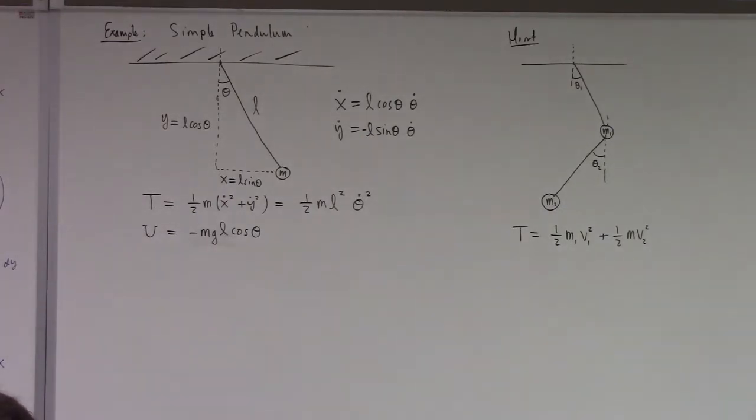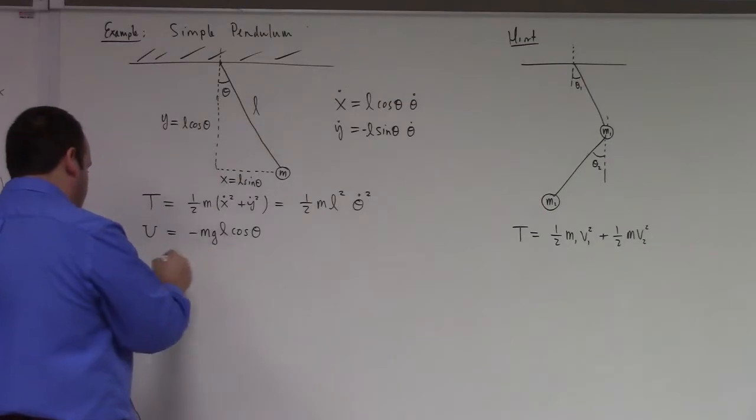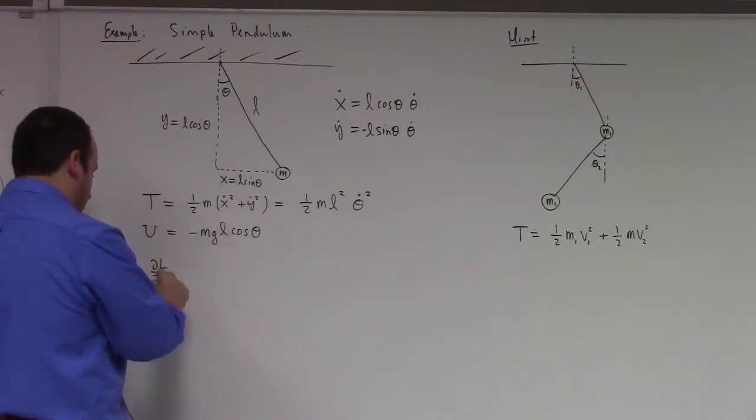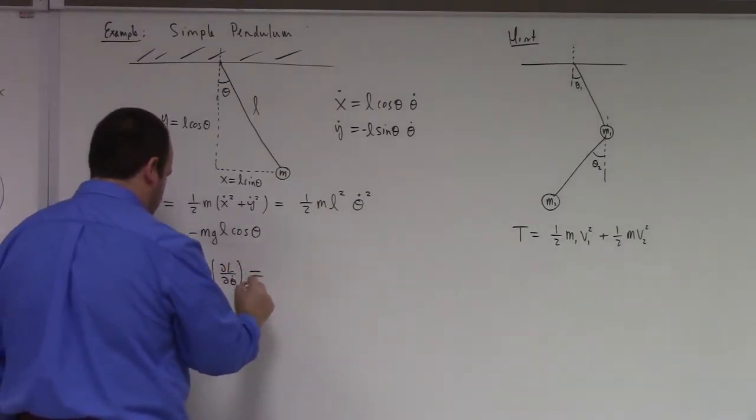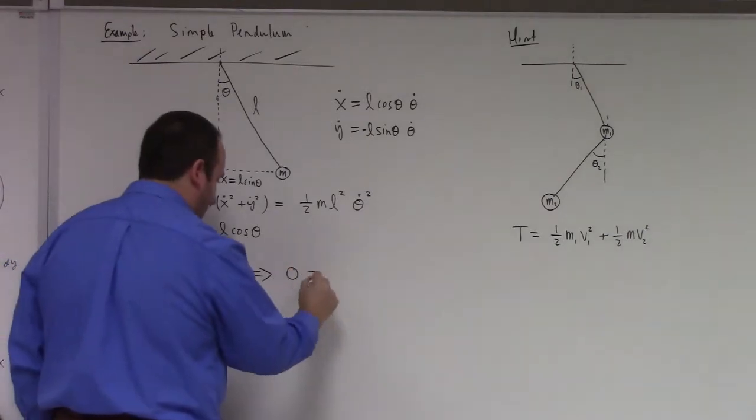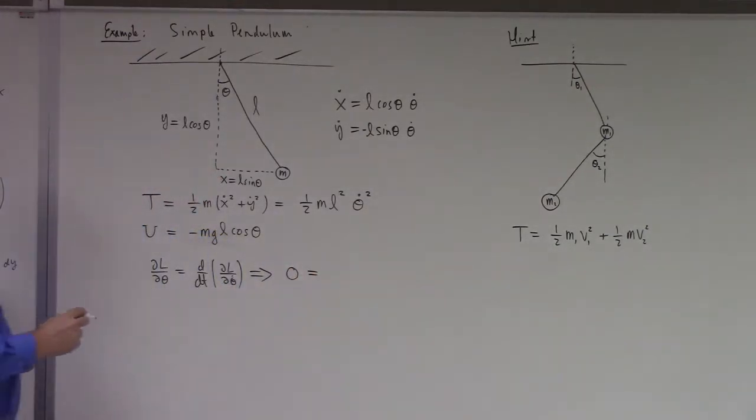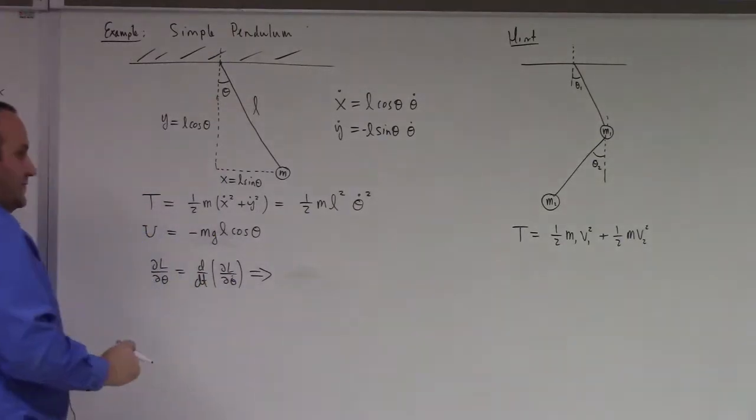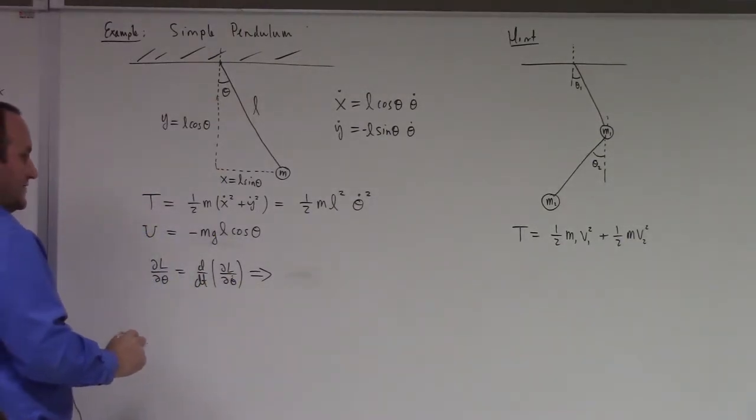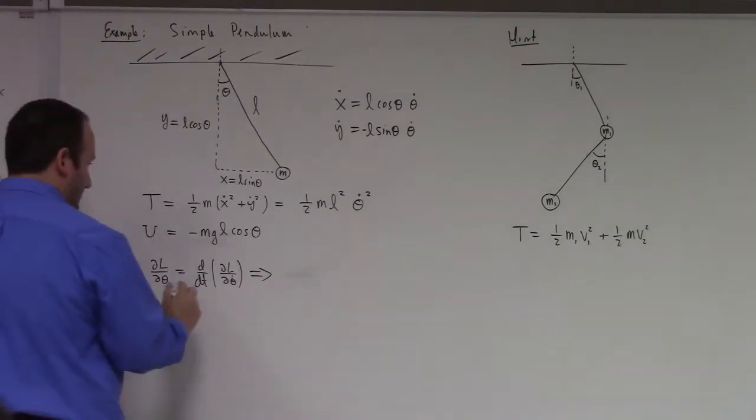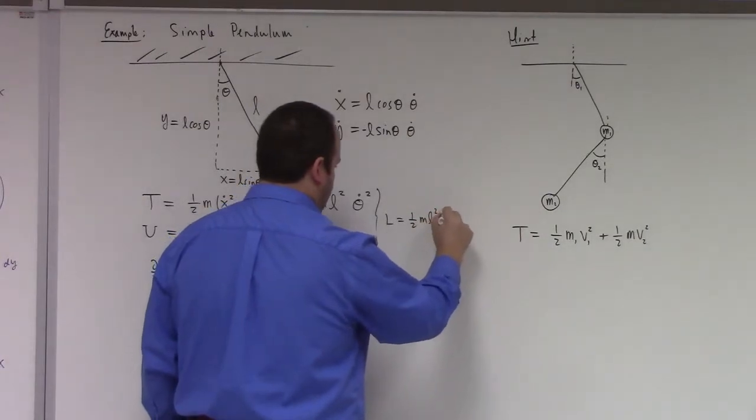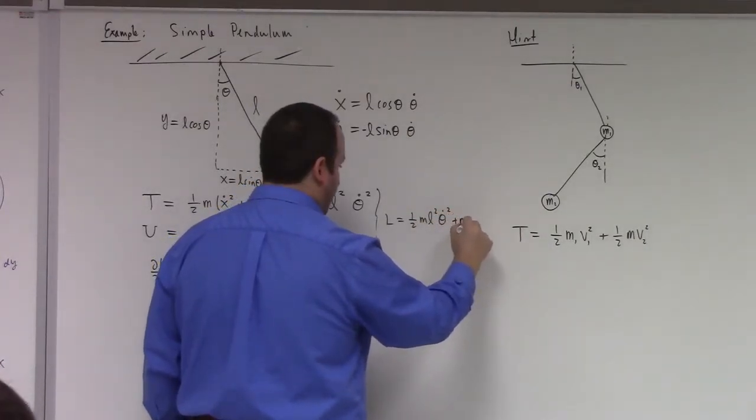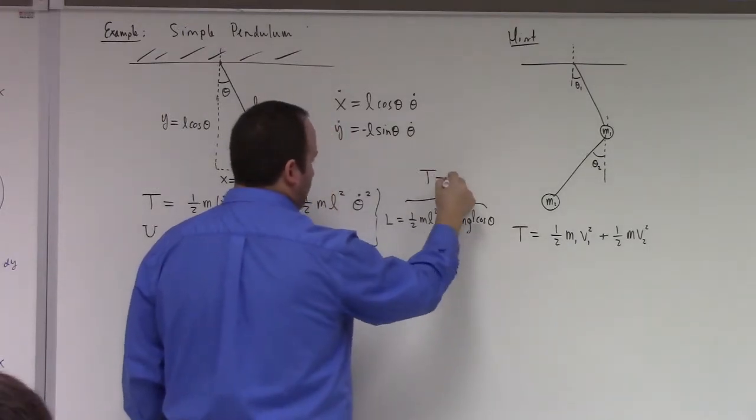Okay, but what's the Lagrange equation here? Well, partial L partial theta is equal to d dt, partial L partial theta dot, right? Which implies what? 0. Oh, I'm sorry, not 0, right? What is L? I got too excited here. I forgot to tell you what L was. L is equal to 1/2 m L squared theta dot squared plus mgl cosine theta. So that, folks, is the T minus U.